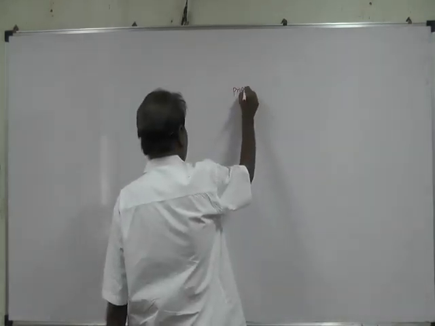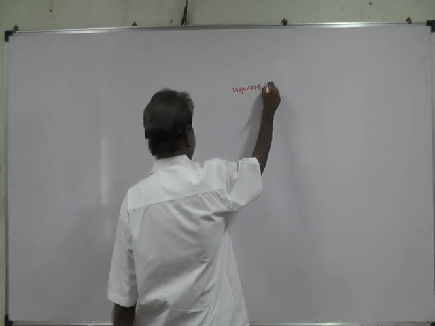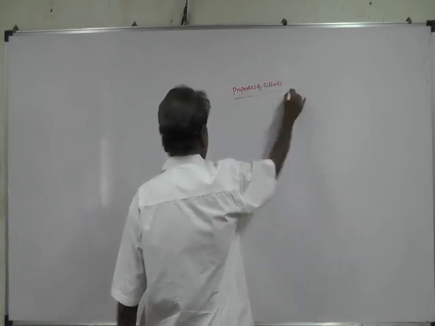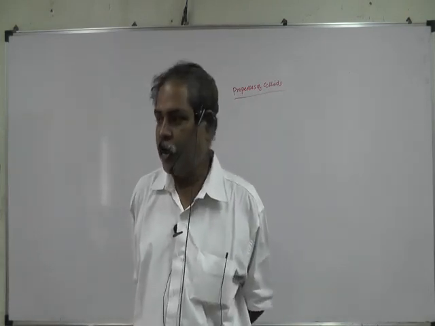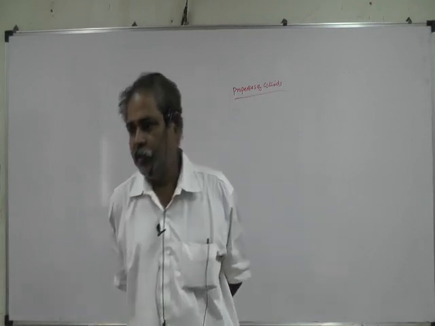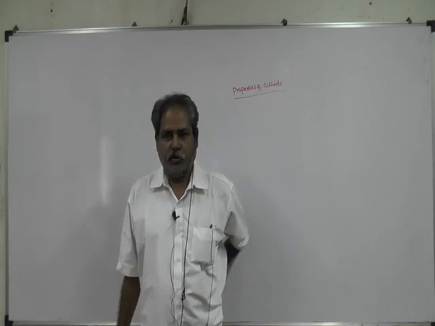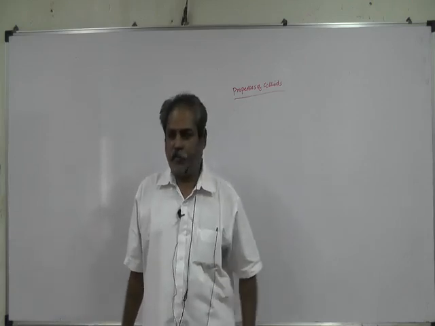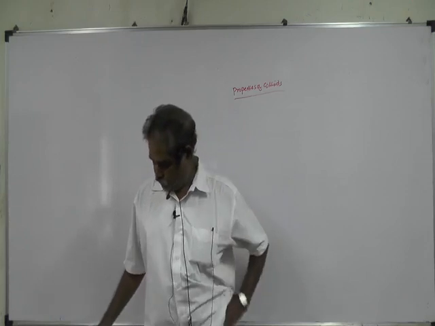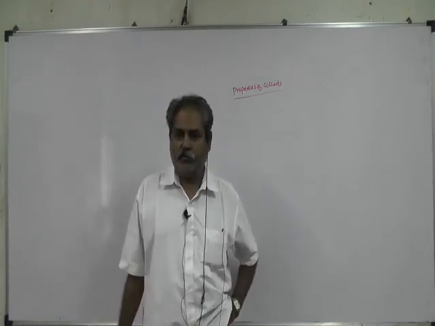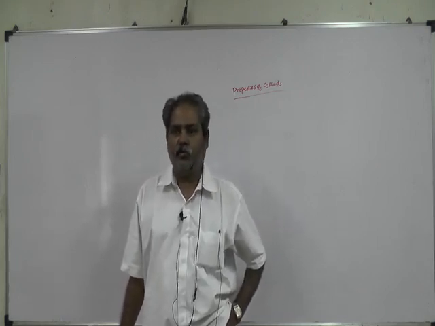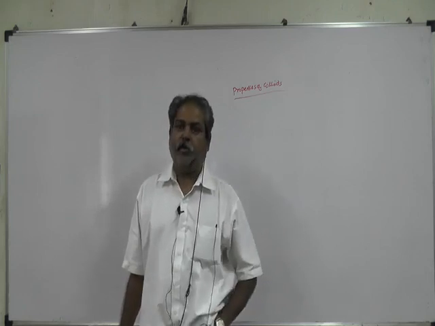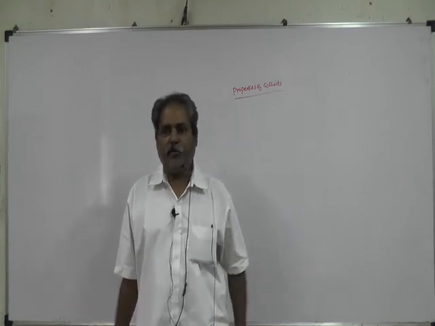Next. Properties of colloids. Types of colloids depending on the dispersion medium. If water is the dispersion medium, they are called aquasols or hydrosols. If alcohol is the medium, alcosols. If air is dispersion medium, they are called aerosols. Smoke is an aerosol. What is smoke? Not dust particles, carbon particles in gas, mixture of gases.